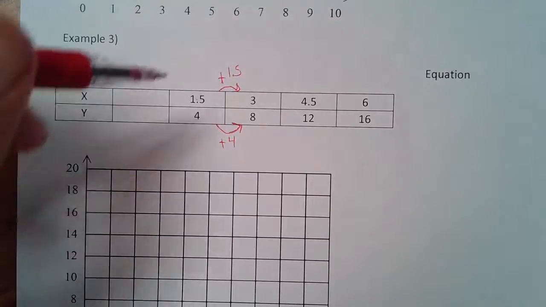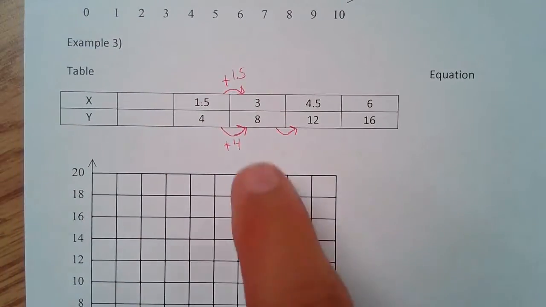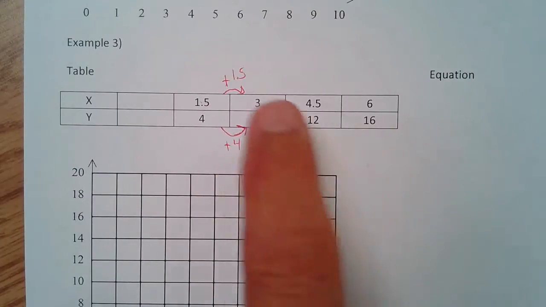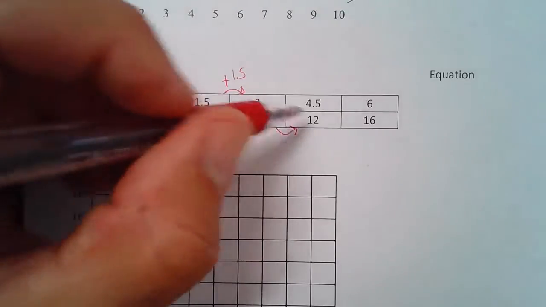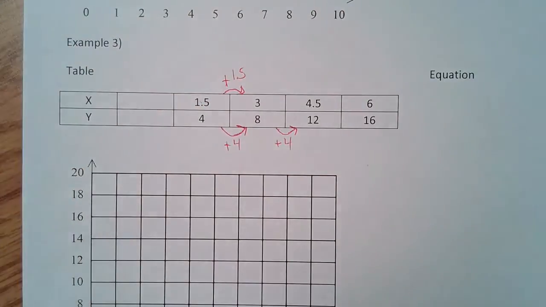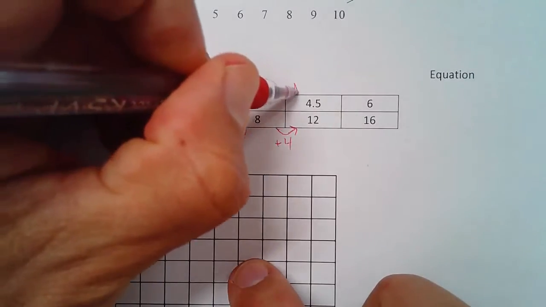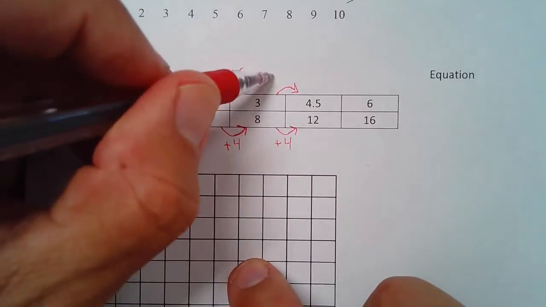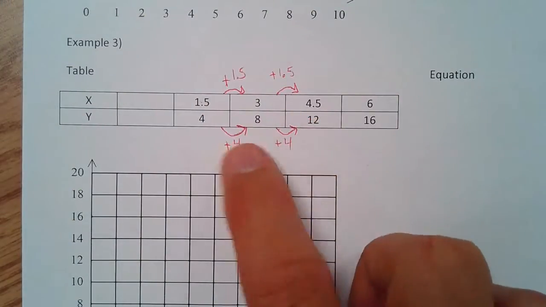Okay. Now, I could also see this. But it has to keep on going. It has to be the same change in y and the same change in x all the way through. The change from 4 to 12, that is going up 4 again. So far we're good. And from 3 to 4.5, 3 plus 1.5 is 4.5. Okay, so far everything's good.